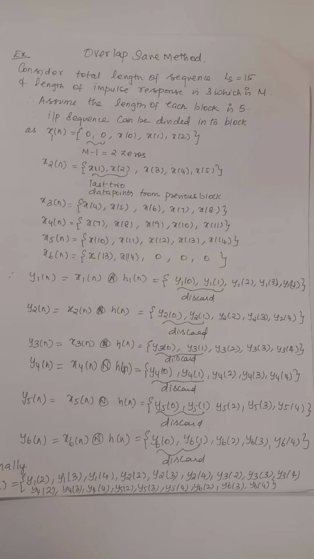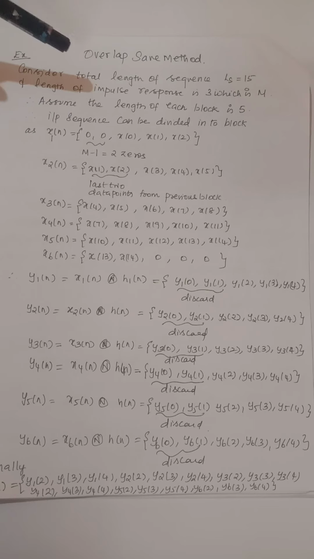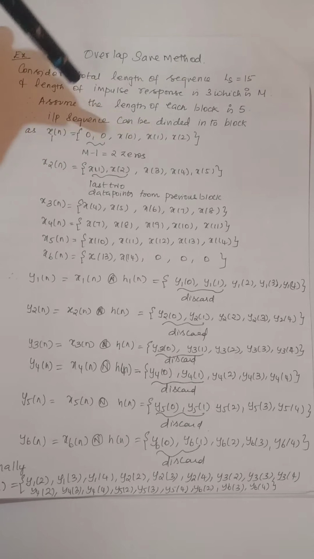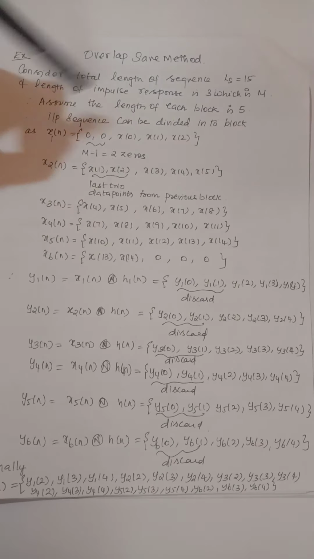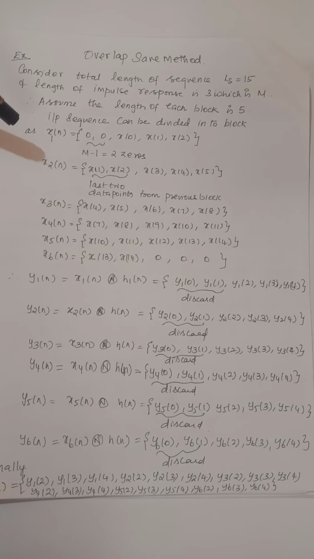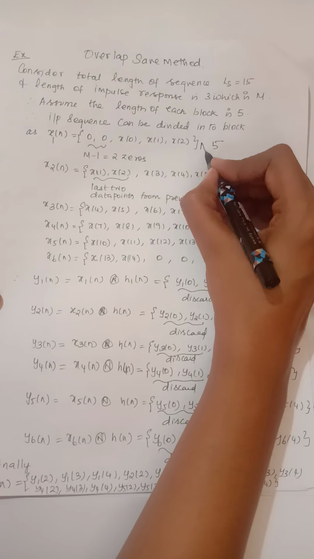Now we will discuss how to implement the overlap save method. Consider that the length of the input sequence is 15 and the length of the impulse response is 3. First, I am going to assume we divide the 15-point input sequence into 5 blocks. You can take any assumption in this case. So first I consider x1 of n, and the length of x1 of n should be 5, which is nothing but n.